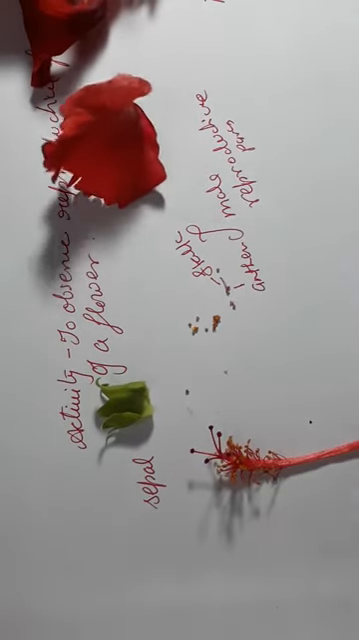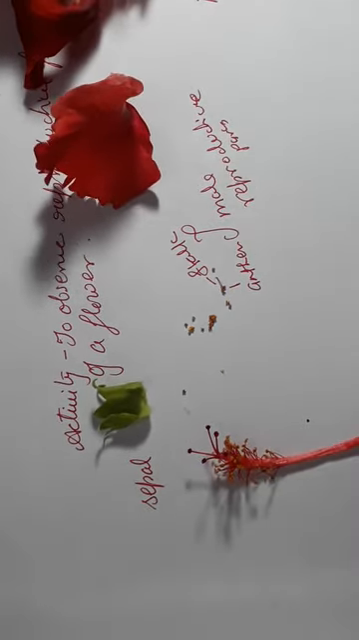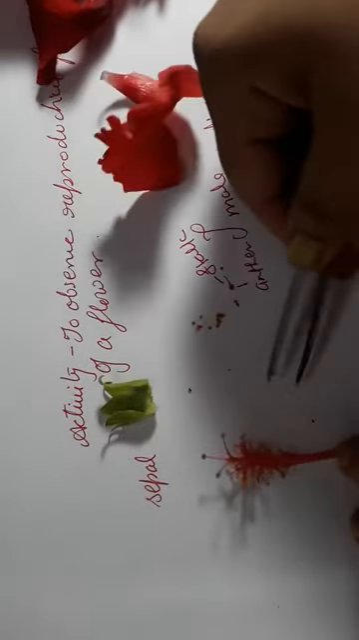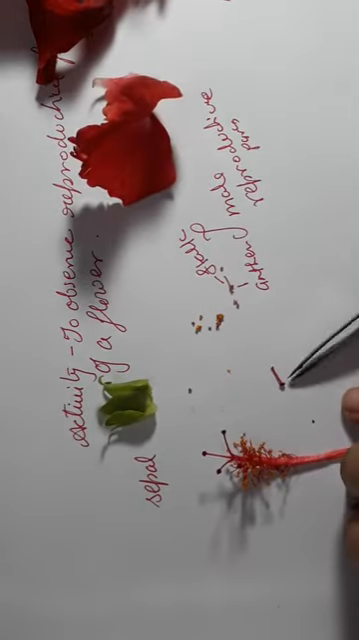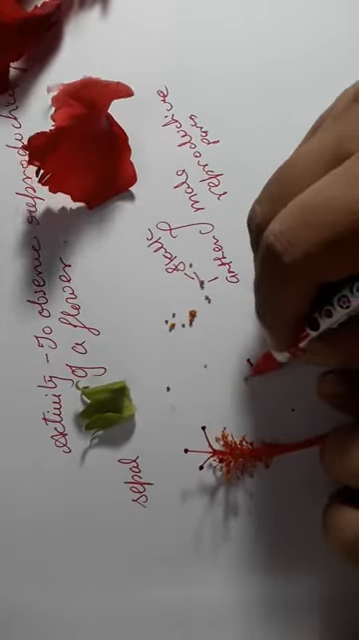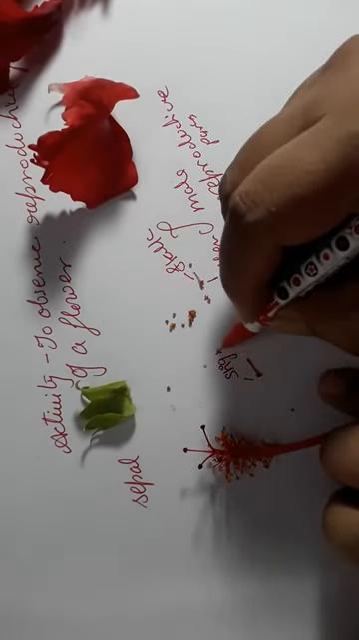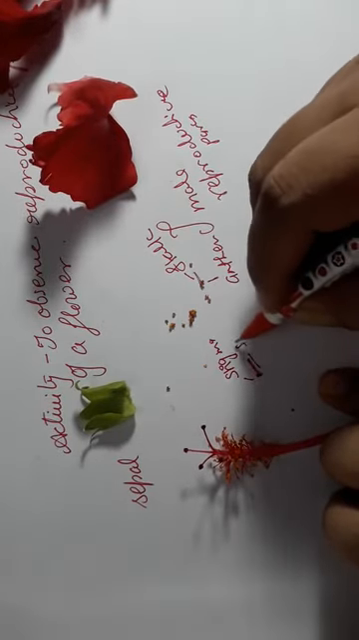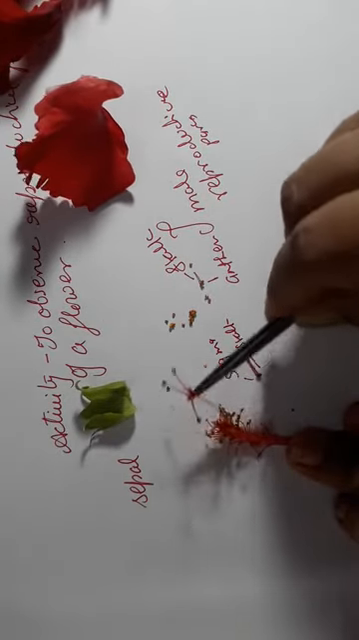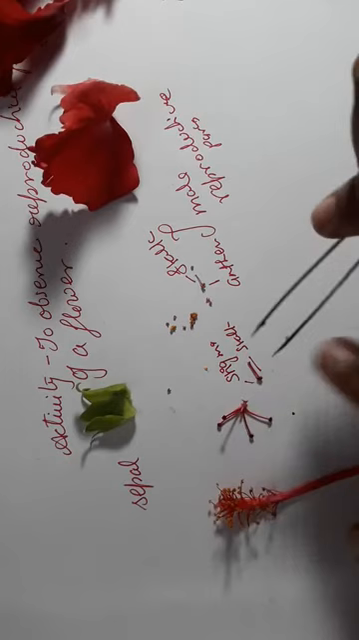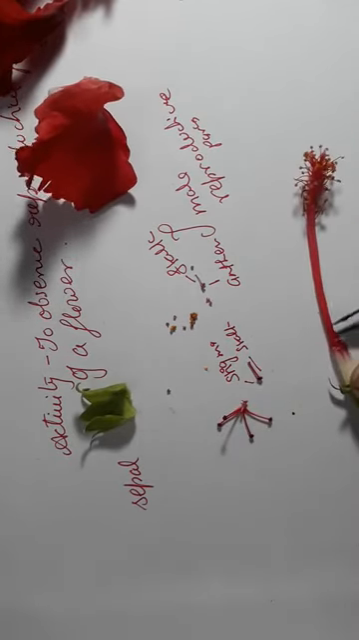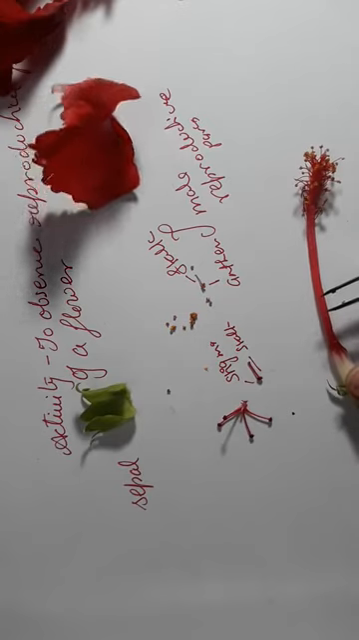Now let us see the third part, this one. This one is a stigma and this one is its stalk. Here also many stigmas are there, right? So this one is the stigma. Now this long filament structure which you're observing is the style.